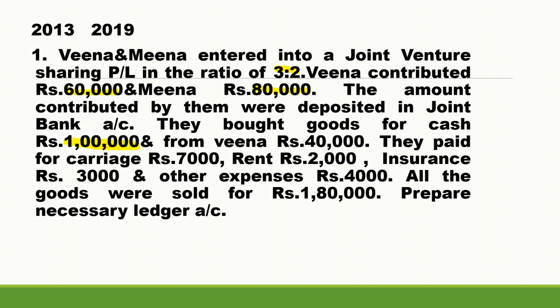And from Veena 40,000. It is not purchased by cash, it is purchased by Veena. So it comes at two places: co-venture account and joint venture account. It does not come in cash account, because it is not purchased for cash, it is purchased by Veena.